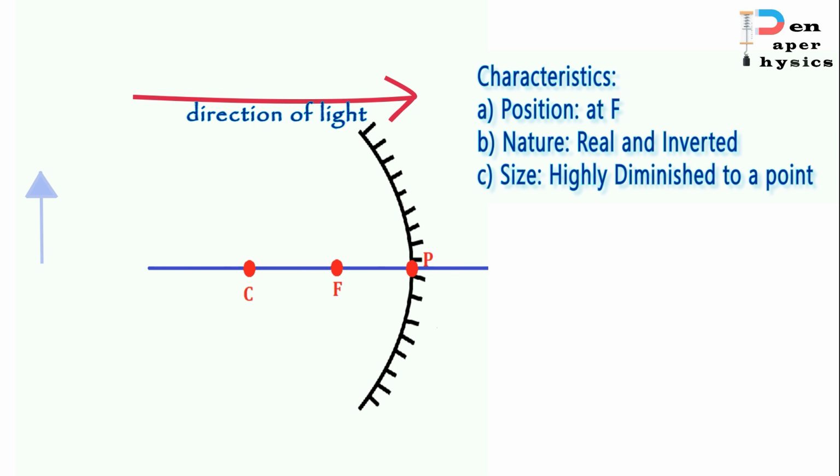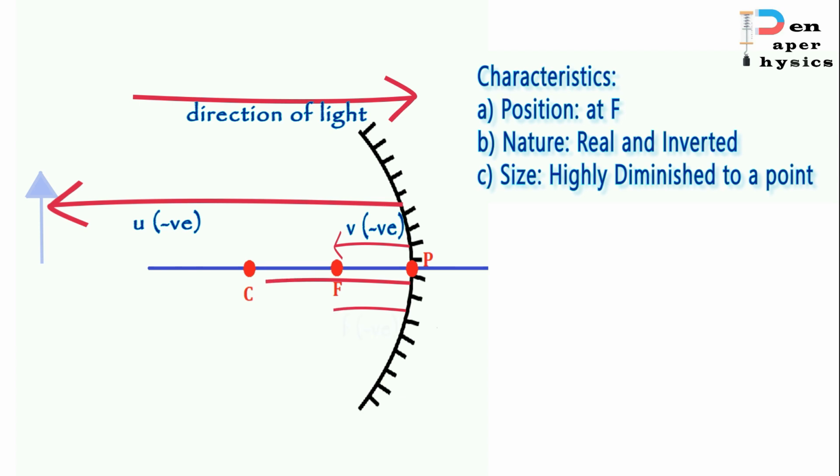So to find the sign for u, we will start from P and move towards the object, which is in the opposite direction of light. So u is negative. Here the image is produced at F, which is also in front of the mirror. So from the pole to F, again the arrow is moving in the opposite direction of light. So v is negative. Next, for finding R and f, we will take the distance from P to F and C, and these arrowheads are also moving opposite to the direction of light.